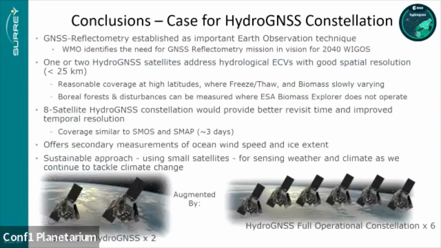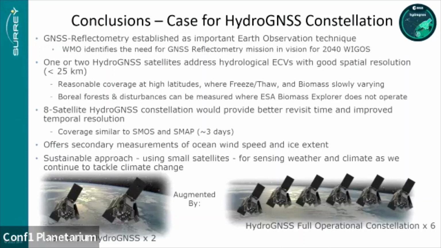So to conclude the presentation, GNSS reflectometry has been established thanks to the work we did on TDS and thanks to CYGNSS. It's an important Earth observation technique. The World Meteorological Organization identifies the need for GNSS reflectometry in its vision for 2040 WEGOS document. One or two Hydro-GNSS satellites address ECVs with good spatial resolution. It's reasonable coverage at high latitudes where freeze-thaw and biomass slowly varying, and boreal forests and disturbances can be measured where the ESA biomass mission cannot operate.